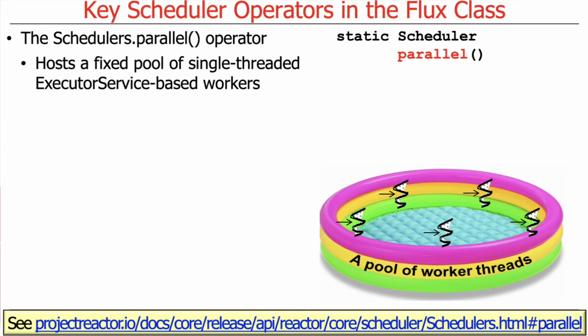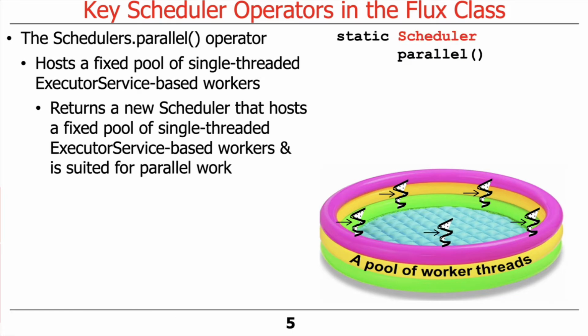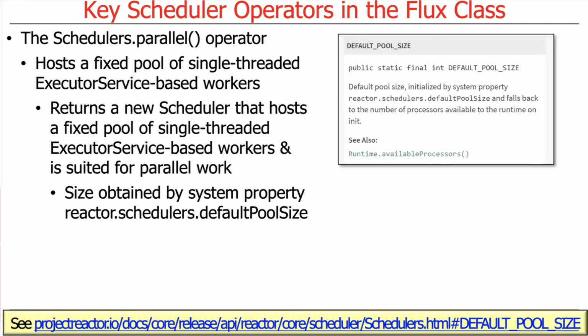So the parallel operator hosts a fixed pool of single-threaded executor service-based workers. So it's a fixed number of threads, unlike, for example, the fork join pool, which can be made to grow or shrink. And it returns a scheduler that can do these computations in parallel in the pool. The size of the pool is obtained by a system property called reactor.schedulers.defaultPoolSize.